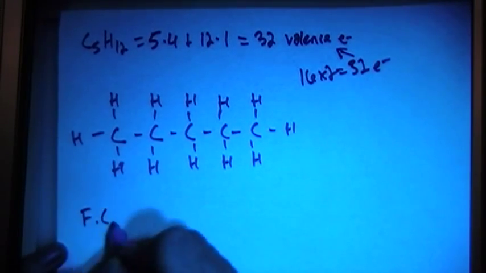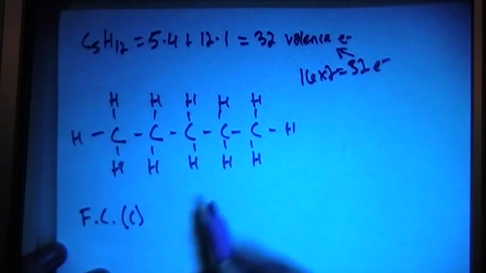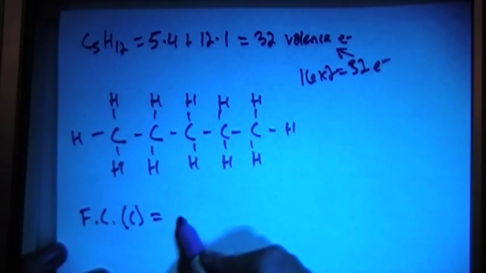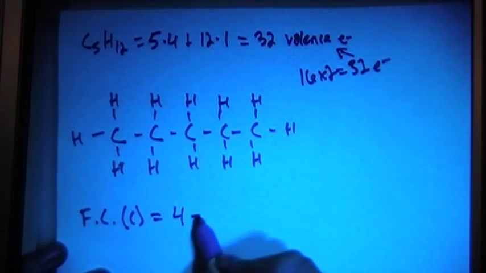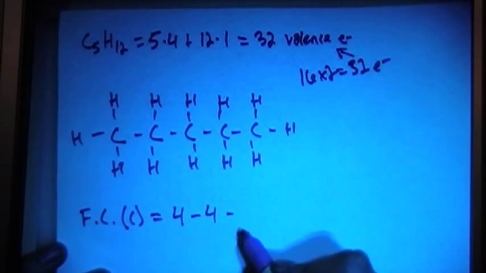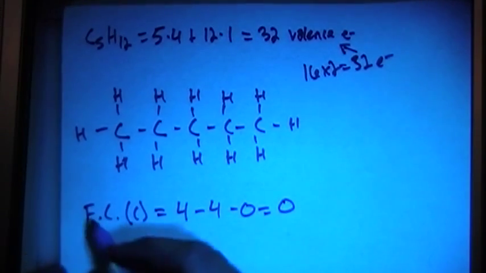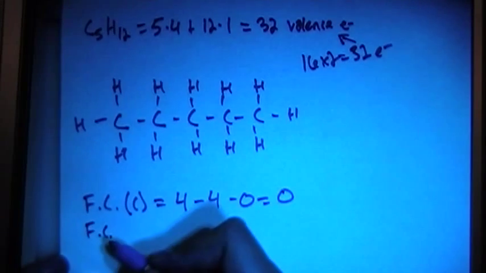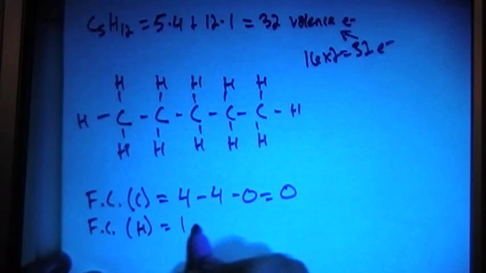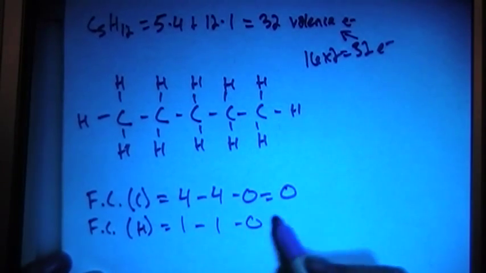So the formal charges for the carbon, because if you notice, every carbon has the same setup, same number of bonds, so the formal charges should all be equal. So formal charge is the number of valence brought in, which is 4, minus number of bonds, 4, minus number of non-bonding electrons, and there's none of those, so the formal charge is 0. Okay, now the formal charge on the hydrogens is number of valence brought in, 1, minus number of bonds, 1, minus number of non-bonding electrons, 0, which is also 0.